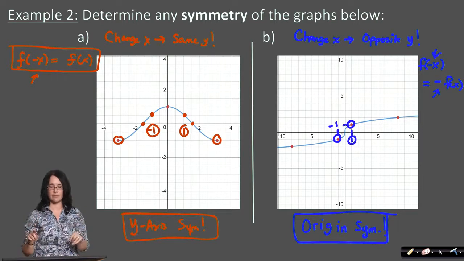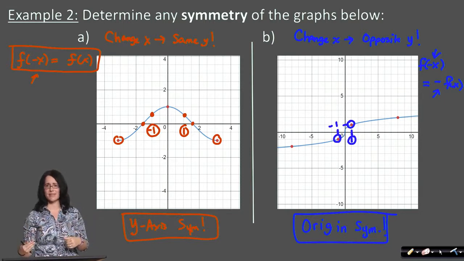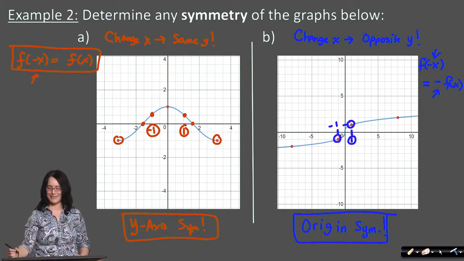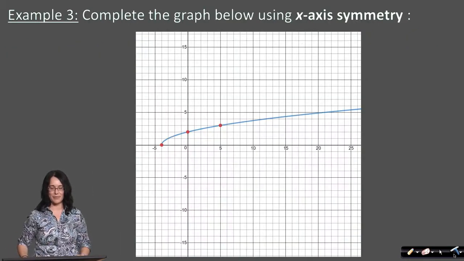These are our two function types of symmetry, y-axis and origin. Notice if this had been x-axis symmetry, instead of changing the signs of x, we would be changing the signs of y. Okay, so that will definitely take some practice, I promise. Let's take a look at another example.